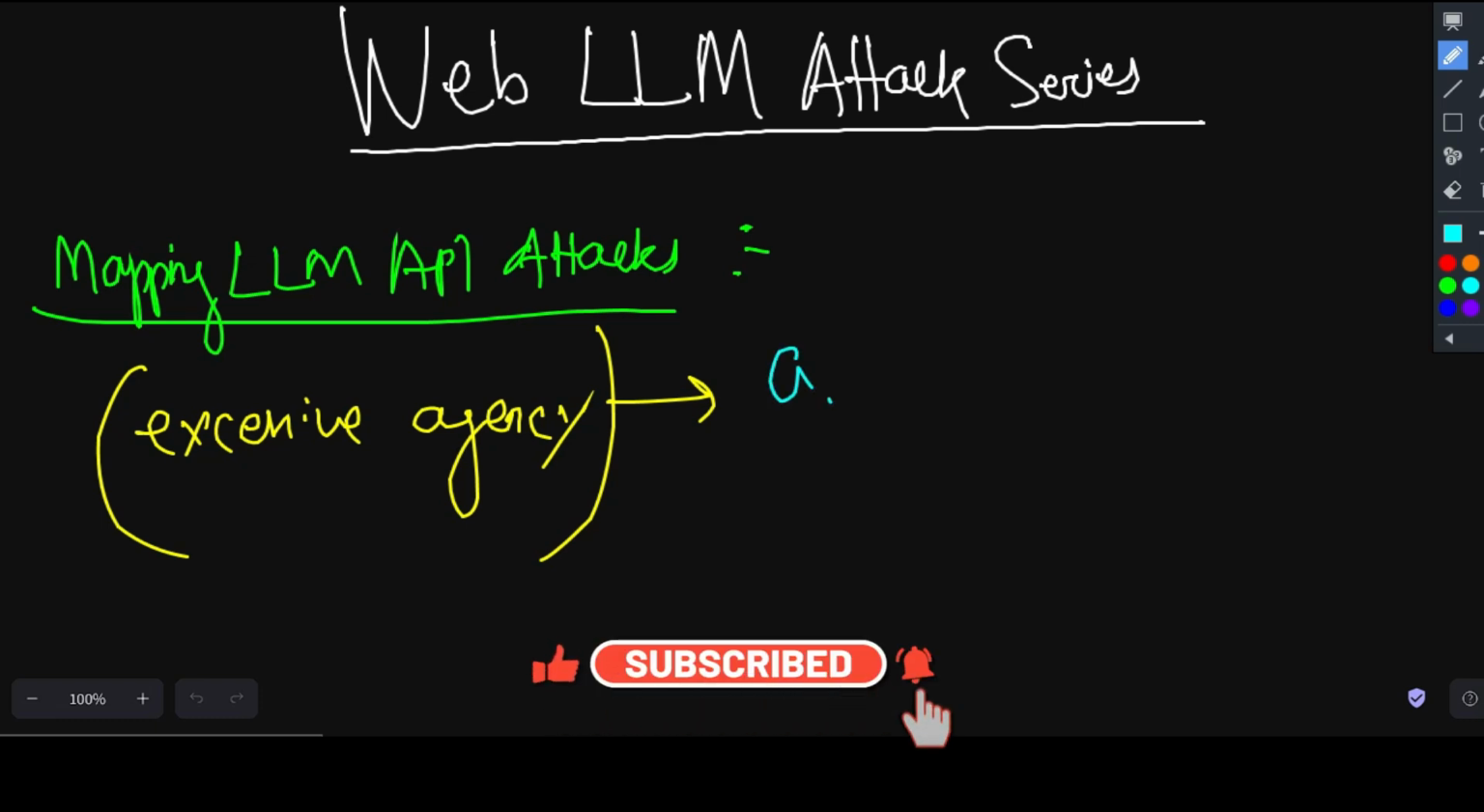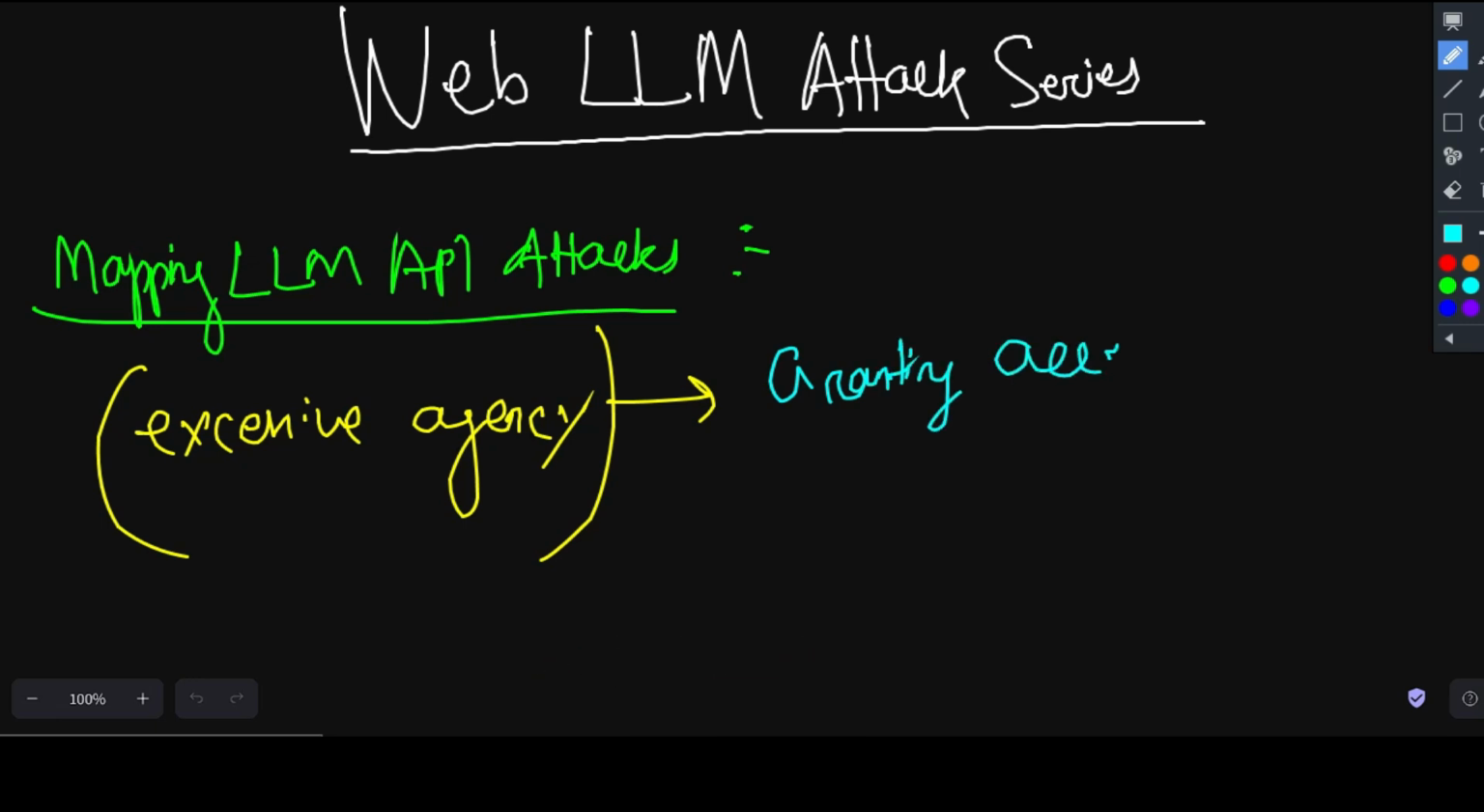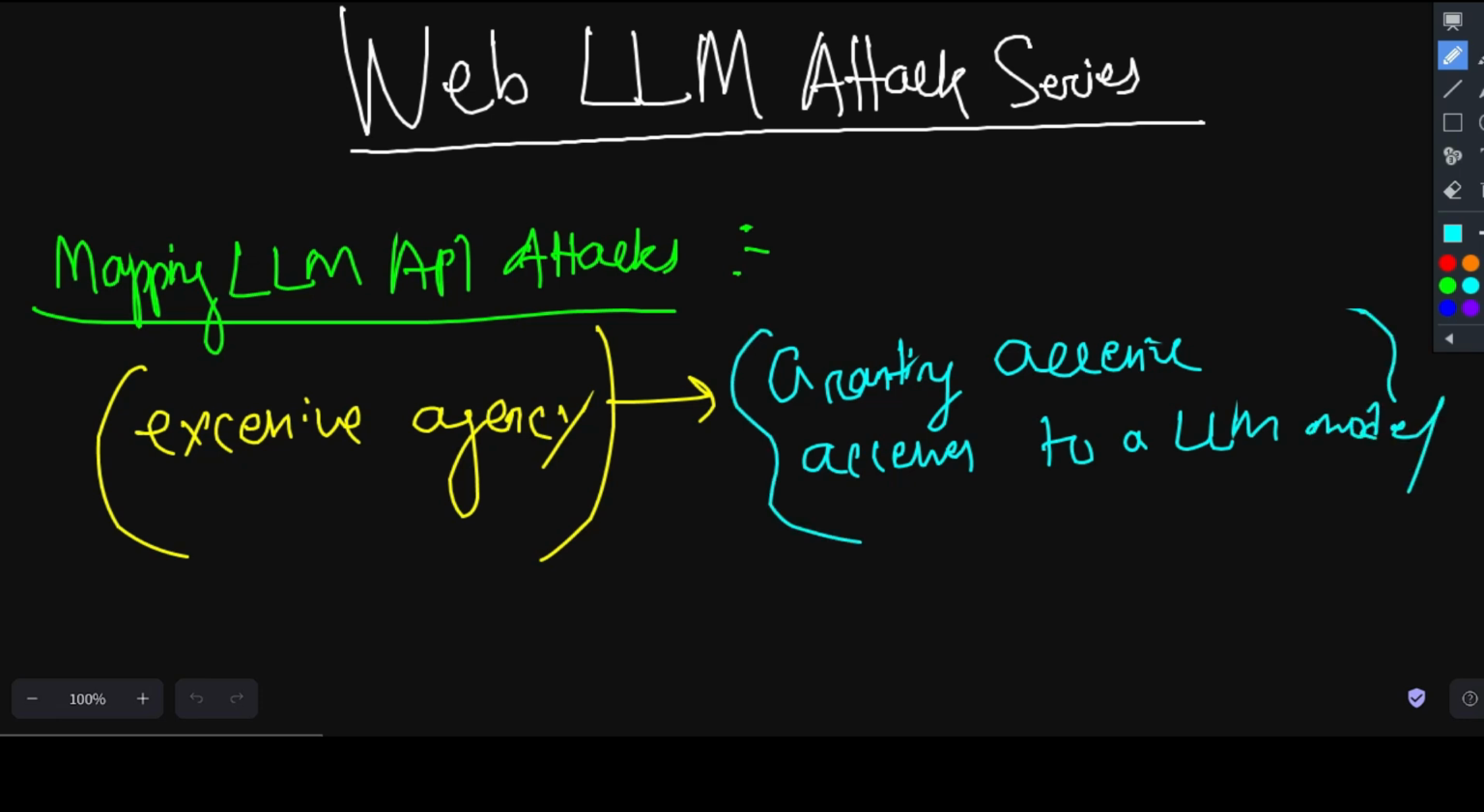That means granting excessive access to an LLM model. Now, what will happen here? If the LLM model has so much access that it can pull confidential or sensitive information, this enables the attacker to push or pull the LLM. The attacker will intend to get it to share confidential or sensitive information that is present inside the database.